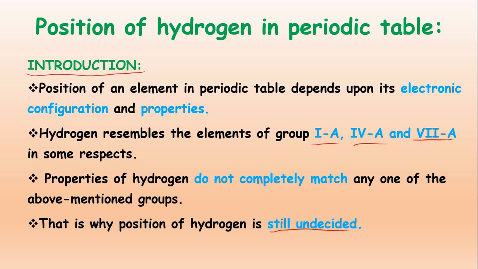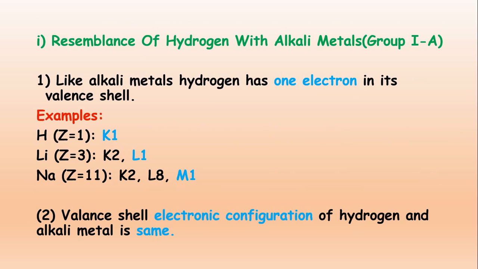That is why the position of hydrogen is still undecided, because hydrogen does not match the properties completely with 1A, 4A, or 7A. That is the reason its position is undecided. But now we will discuss the three points one by one.